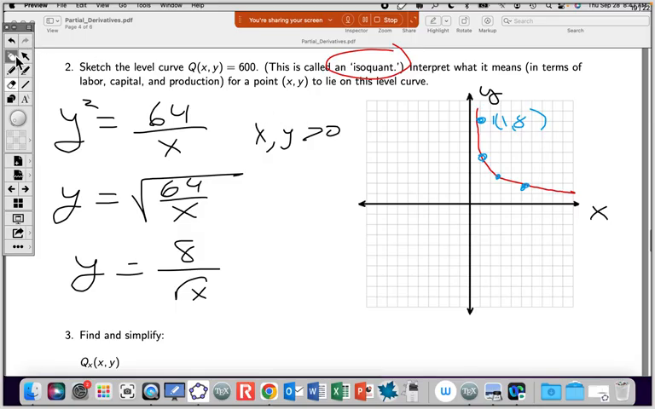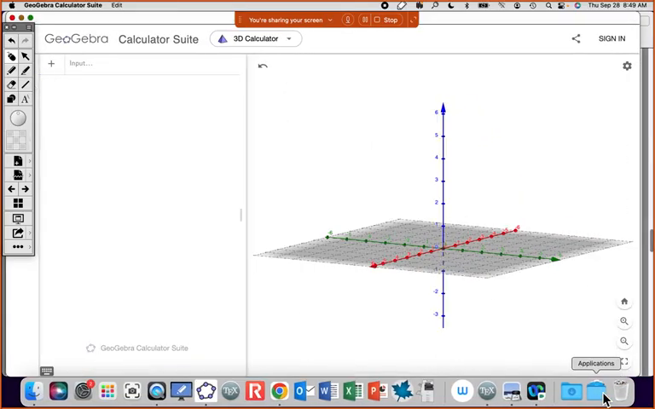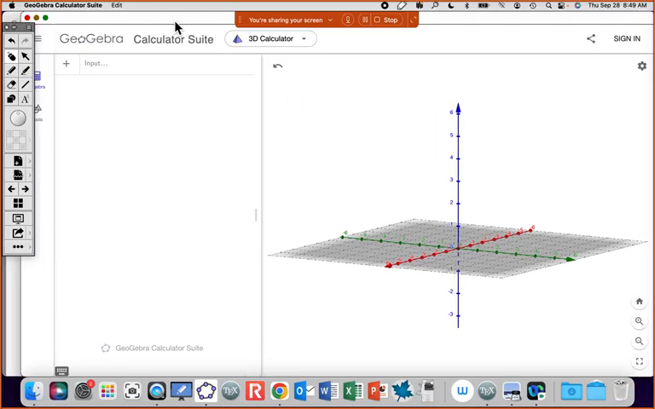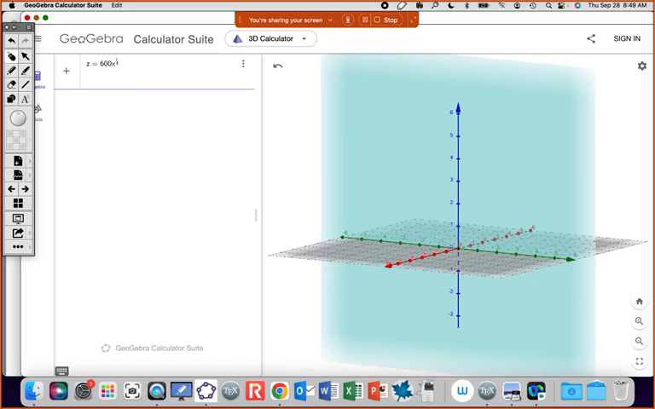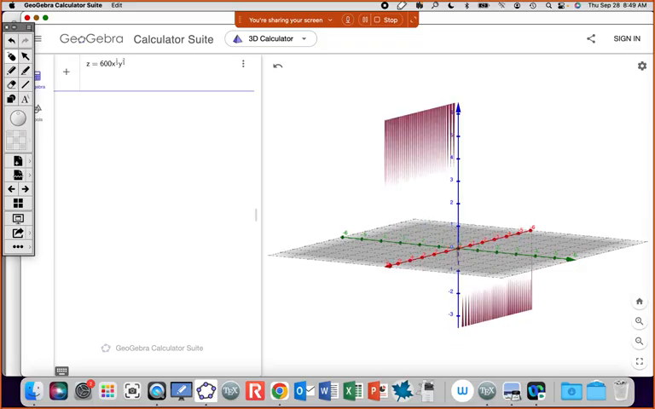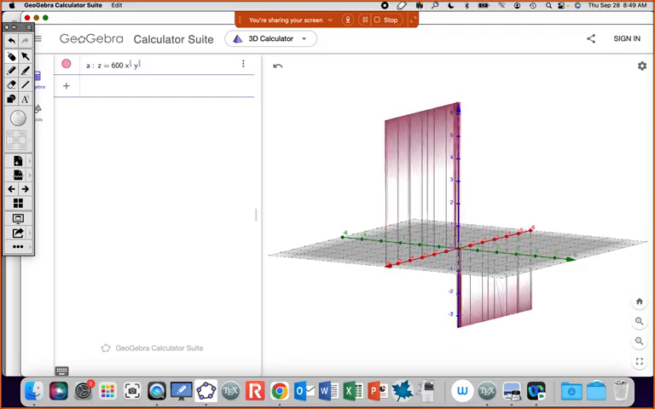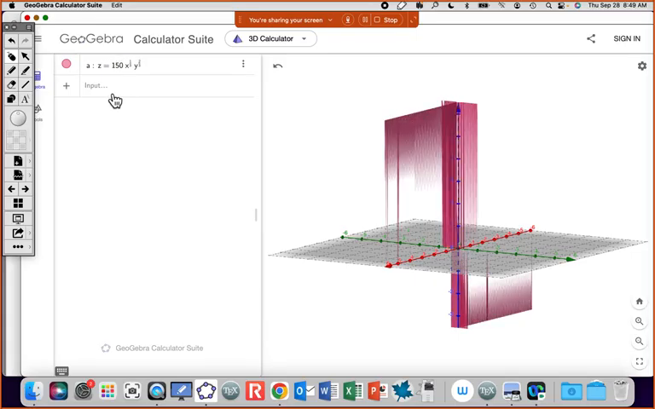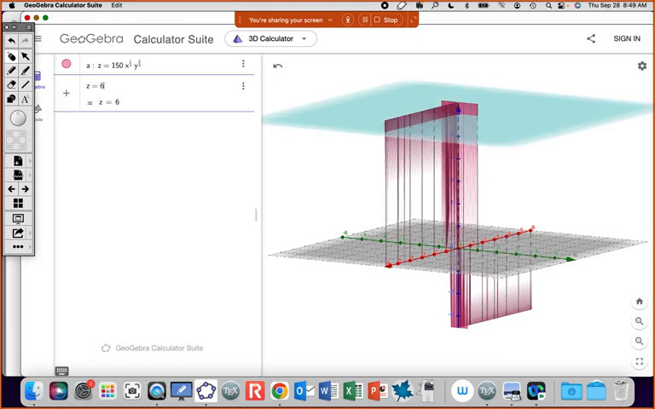If we wanted to get a picture of this, Rick was in earlier. We were doing some office hour stuff with GeoGebra. Let's see, it was acting up a little bit. Let's see what we can do. Let's do the 600, x to the 1/3, y to the 2/3. And we're looking at, I'm sorry, it's not, it's 150, isn't it? 600 is the isoquant number. And then we'll look at z equals 600.